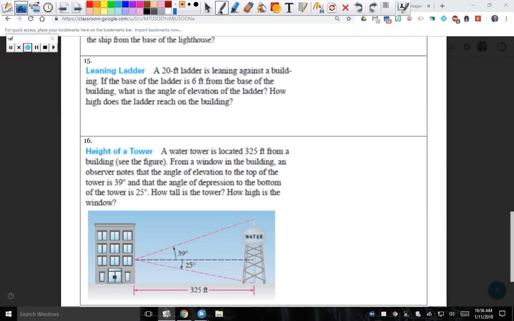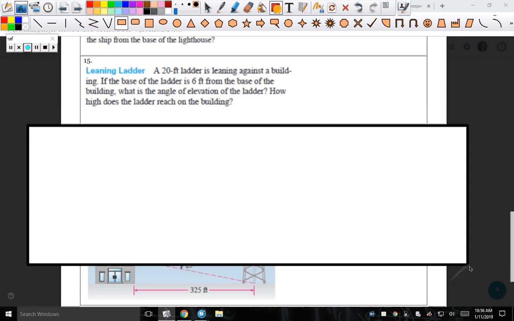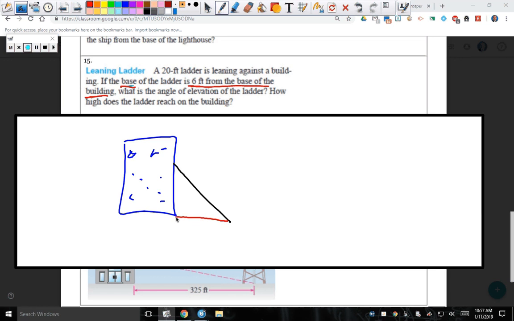Alright, so number 15 says, a leaning ladder is 20 feet long. So think of a ladder, and it's leaning against a building. So here's your building, windows or whatever, and here's your ladder. Okay? And if the base of this ladder is 6 feet from the base of the building, it's talking about this is 6 feet.